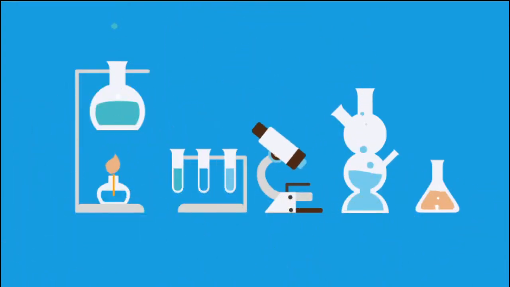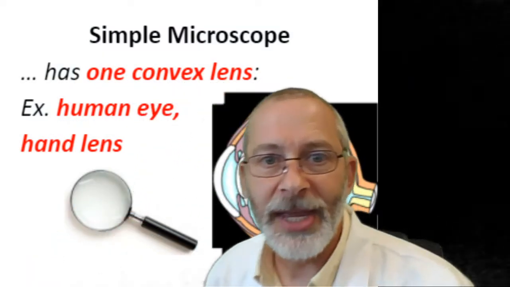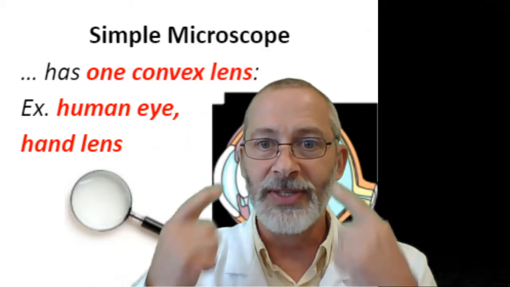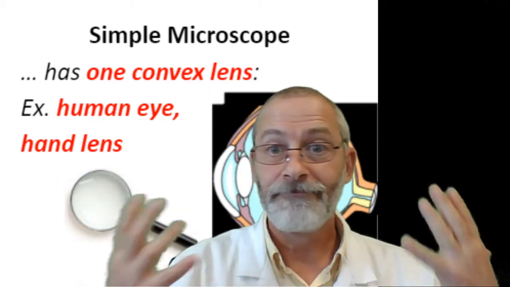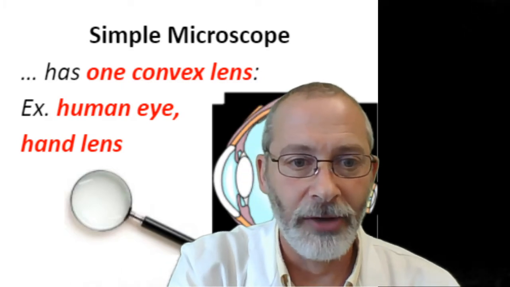All right, let's head back to our notes. So, these are examples of simple microscopes, convex lenses: the eyeball, hand lens, glasses, good examples of simple microscopes.